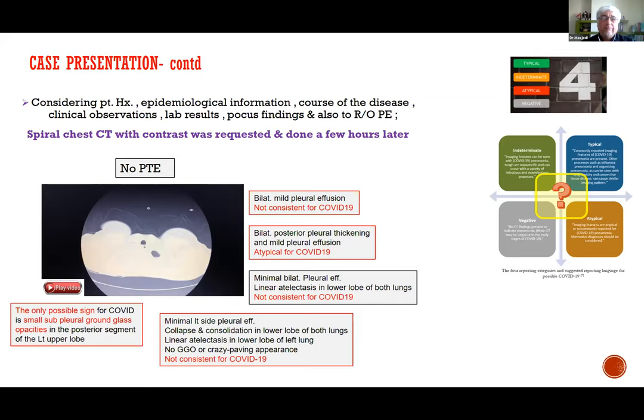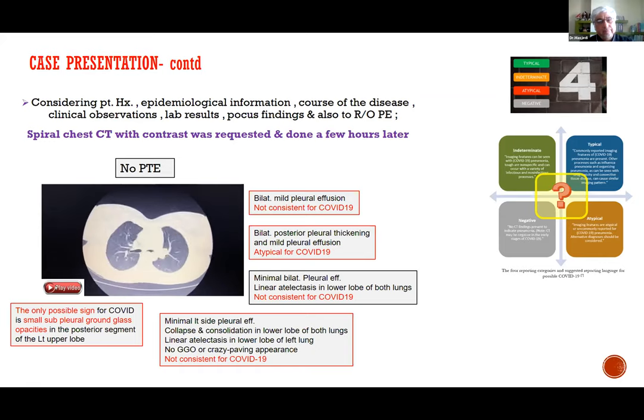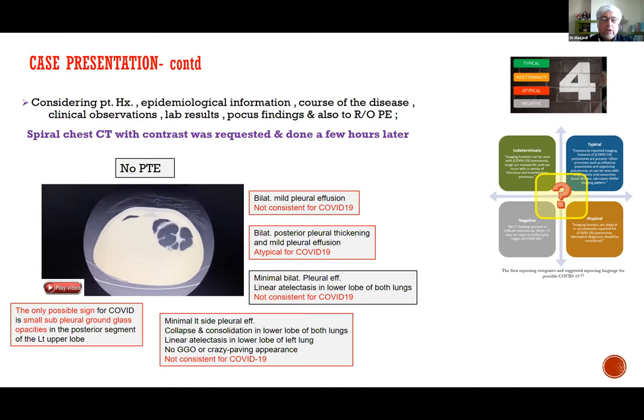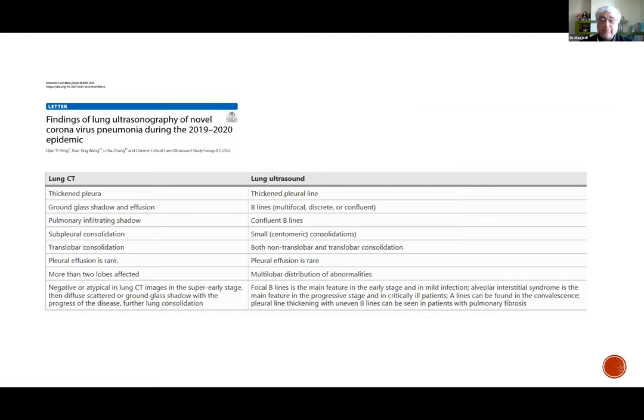So as you see here, there is some disagreement between five radiologists reporting the chest CT. Let's see the CT scan. Okay, as other speakers said, there should be a correlation between lung CT scan and lung ultrasound. But why is there some discrepancy between the sonar findings and CT scan in our patient? I would like to ask you to write some differential diagnosis. Why is there some discrepancy between the readings of CT and our findings in ultrasound? Can you write your differential diagnosis?